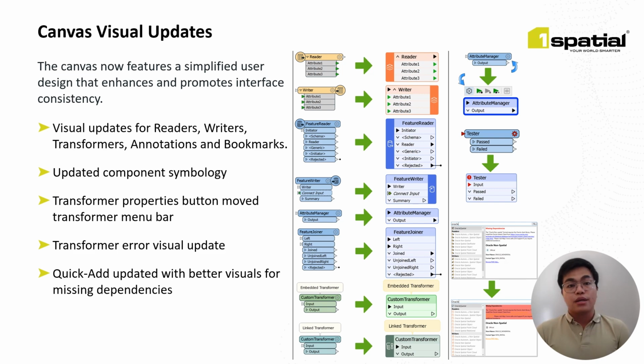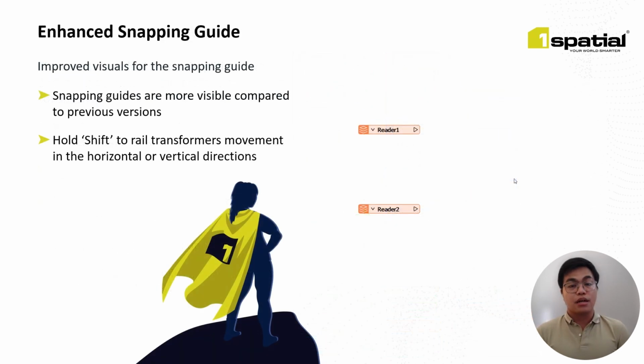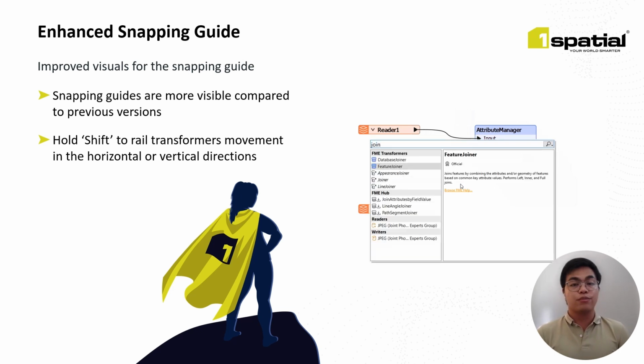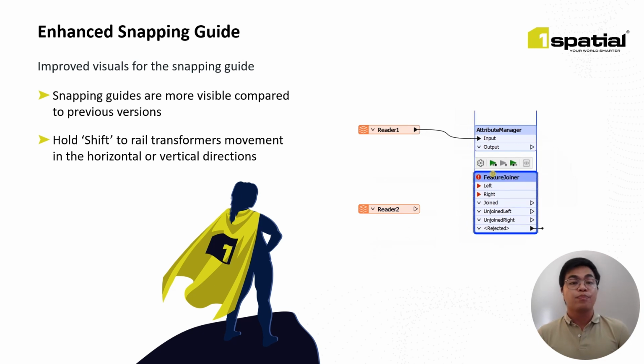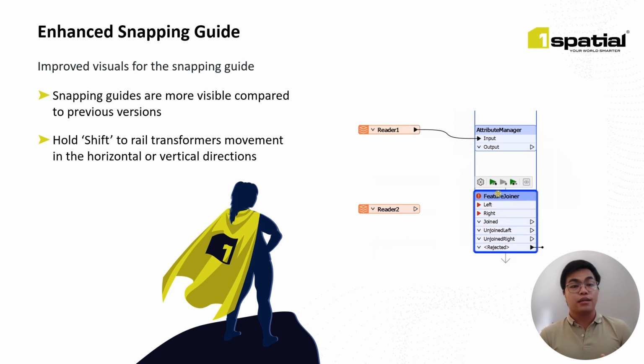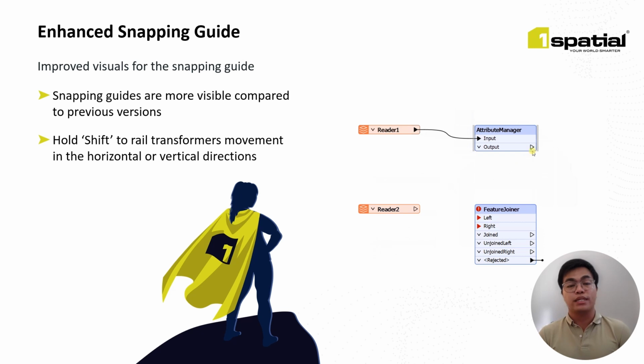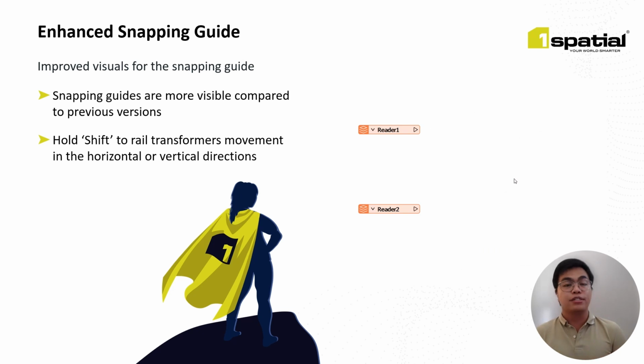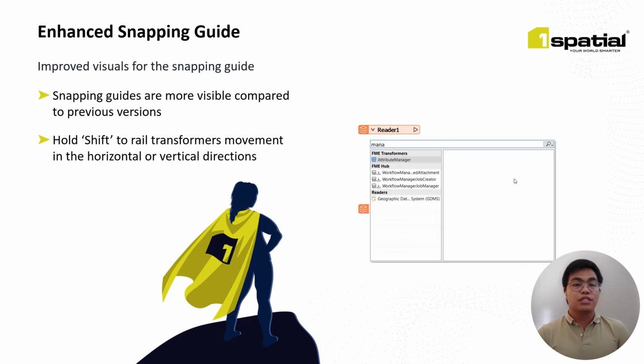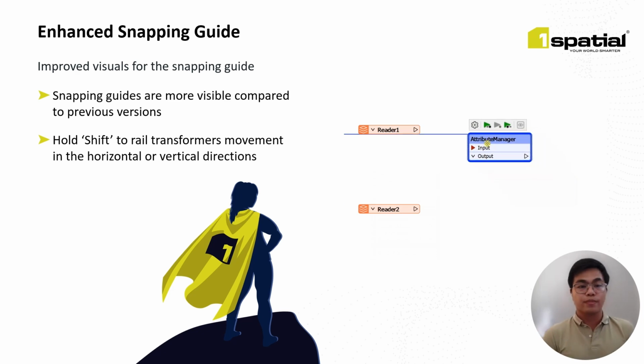So moving on. For the next interface improvement, we have enhanced snapping guide. FME 2024 improved visuals for the snapping guide. It is now more visible compared to the previous versions. You can also hold shift to rail transformers' movement in the horizontal or vertical directions. This update is really helpful when you are aiming to create a clean workspace; it helps a lot in organizing the canvas with ease. I remember when I was working on a project, even if the grids are on, the snapping tool sometimes fails. So this really helped a lot in organizing workspaces.